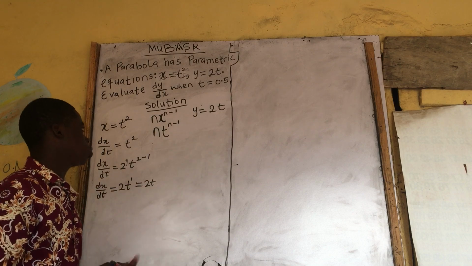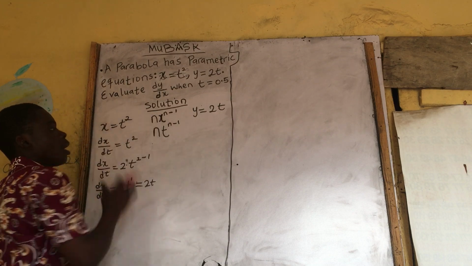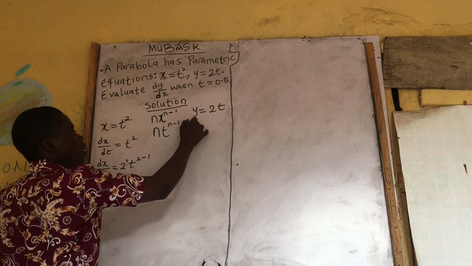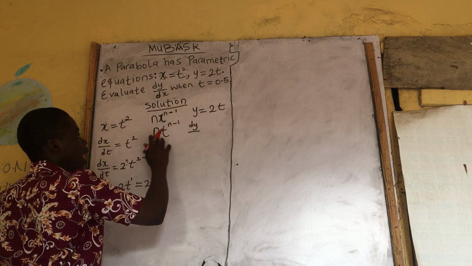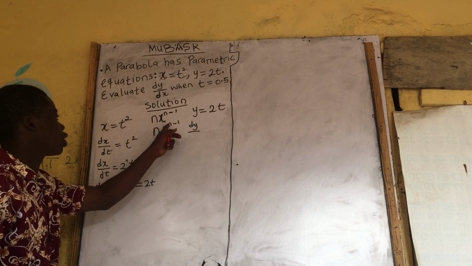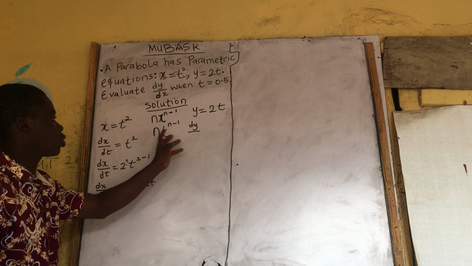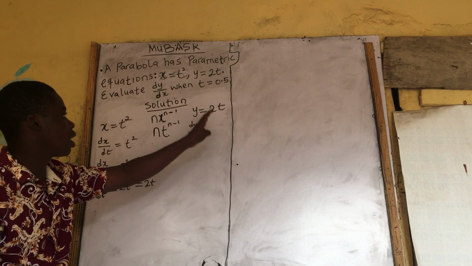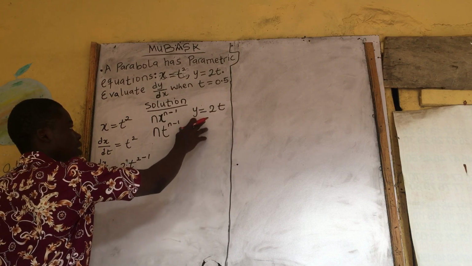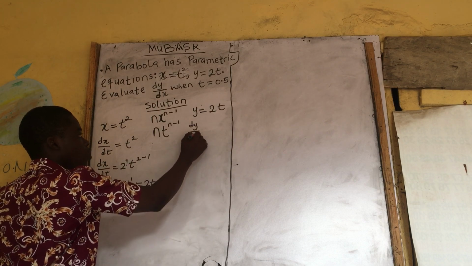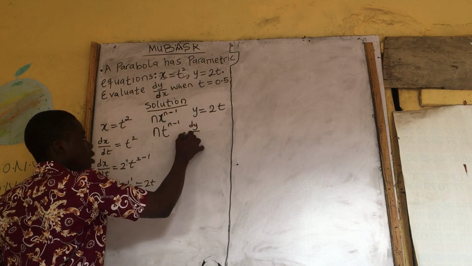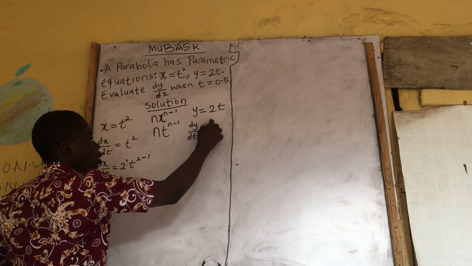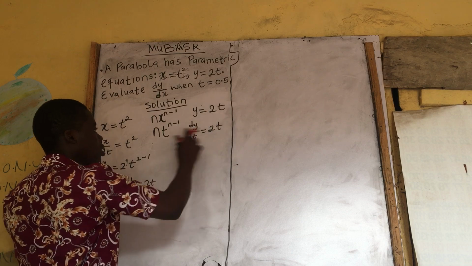Let us also use this general formula for it, n t raised to power n minus 1, as we used for the first equation, now for the second equation. By differentiating y with respect to t, the value inside is 2t, so dy/dt equals 2t. Let us differentiate it.